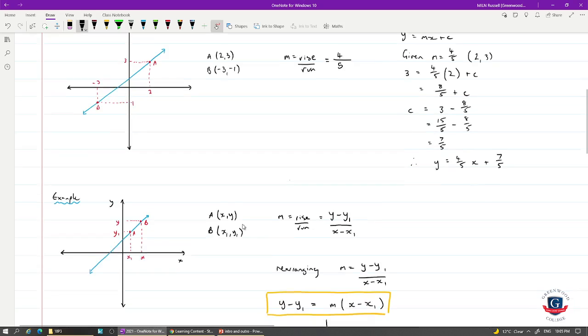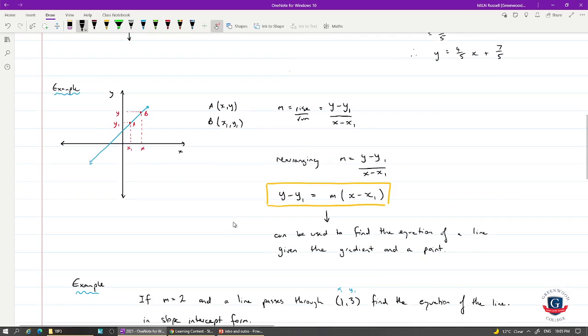Case number 3. What if we're given a gradient and a point, not 2 points? Well, we can do something a bit nifty here. We know that the gradient formula is (y take y1) on (x take x1). Y take y1 will give us the rise, and x take x1 will give us the run. It's just the difference between y and y1 and x and x1, which gives us this equation instead of the familiar rise over run.